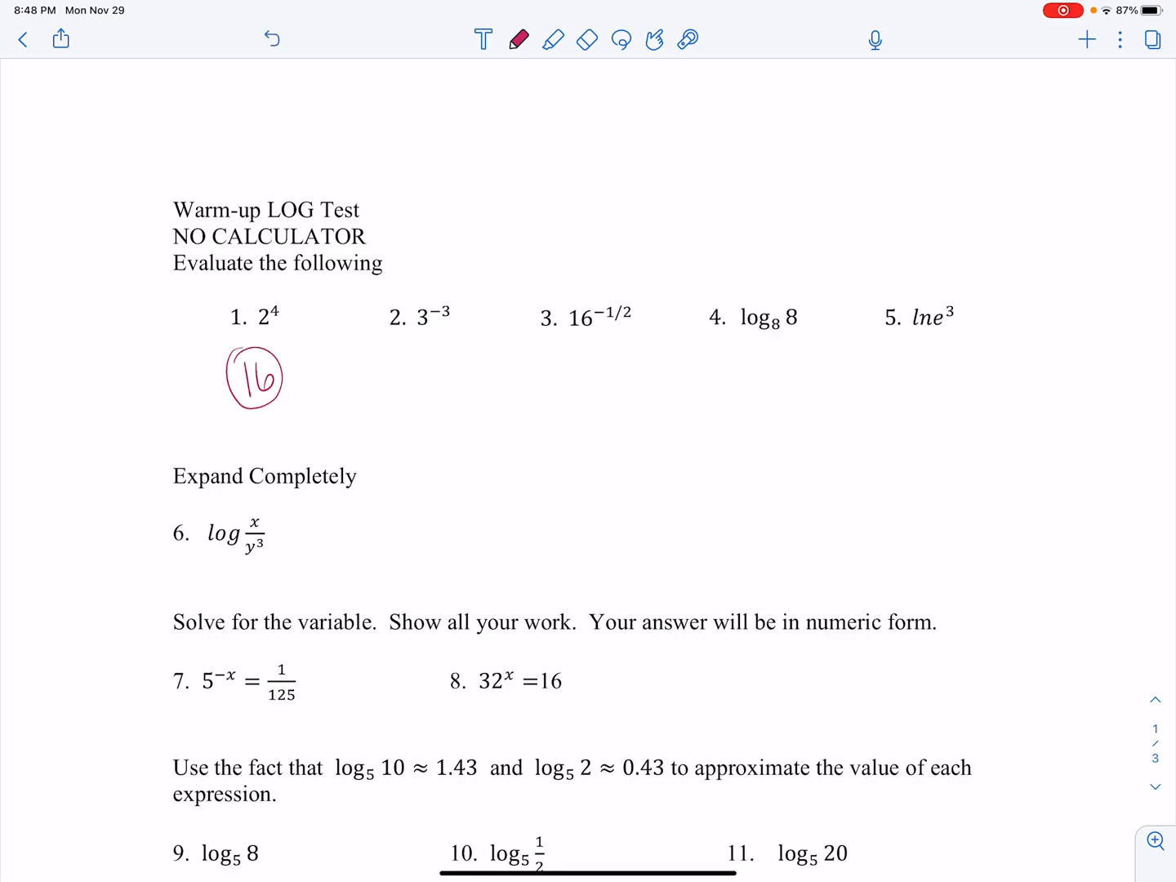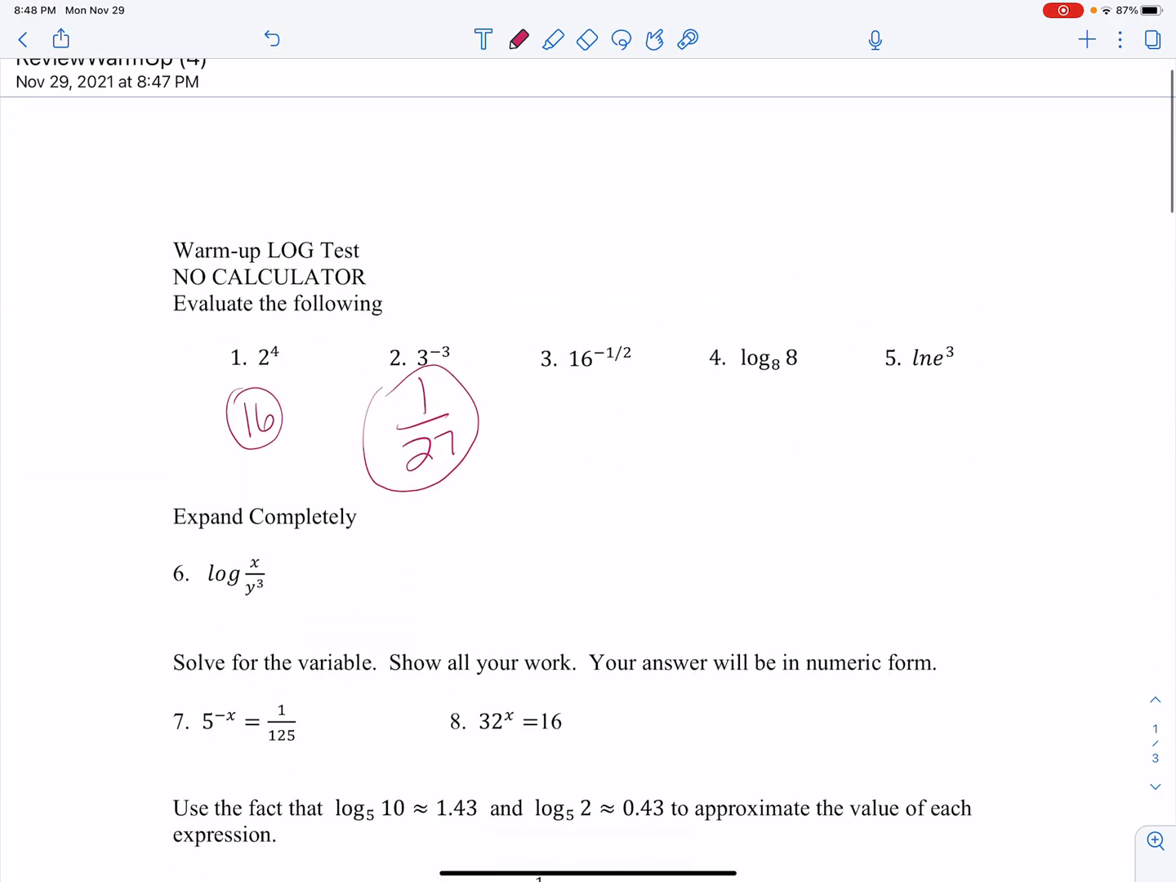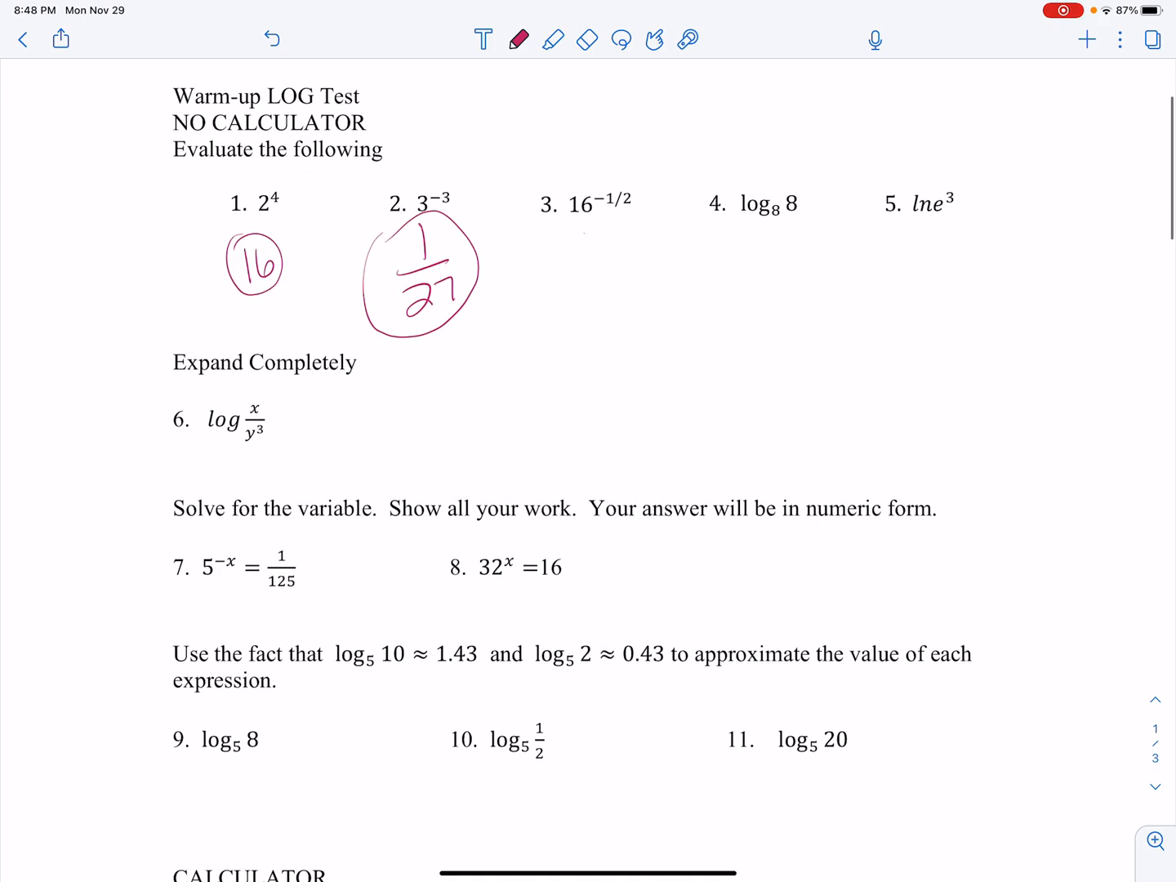3 to the negative 3rd would be 1 over 27, right? Negative exponents flip it. 16 to the negative 1/2, well, that would be the square root of 16, which is 4, but then you're flipping it. So that's 1/4. The log base 8 of 8, you should know without a calculator.